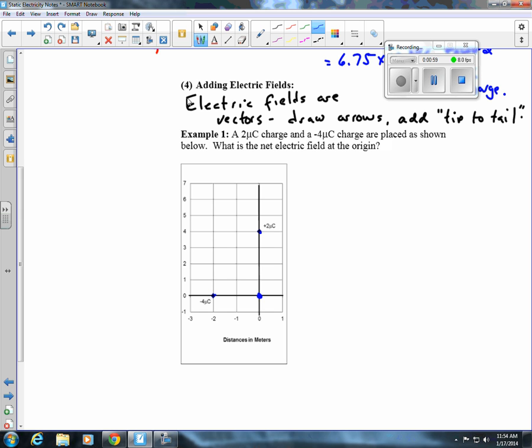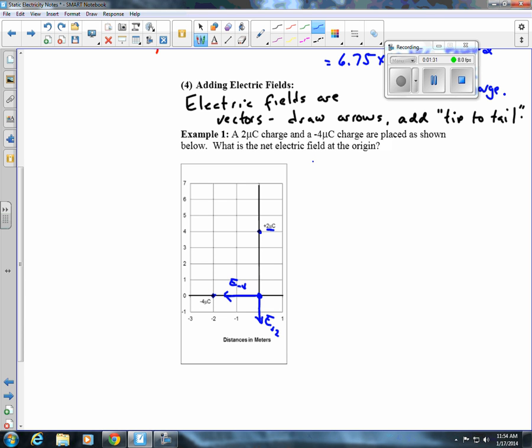Now, first I'm going to look at the directions. So I have a +2 charge here. Remember, electric fields point away from positives, so the electric field due to that one is going to point down. We're going to label that one E, maybe for the +2. And then for this one, I imagine myself at the origin, and electric fields point towards negative, so it's going to point this way, towards this negative charge. So that's going to be my E -4. Now I have to find the size of them.